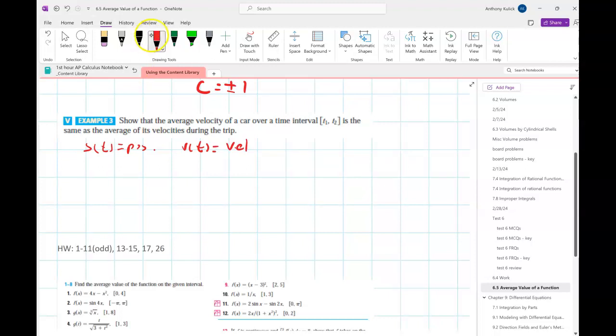So the average velocity would just be the slope, right? So it's how much distance we traveled divided by the time it took to get there. Everybody's okay with that idea?